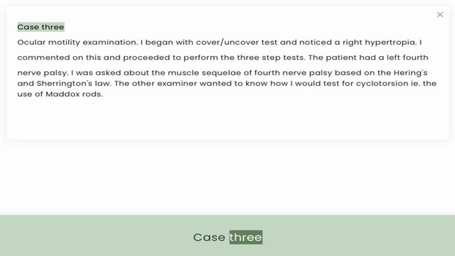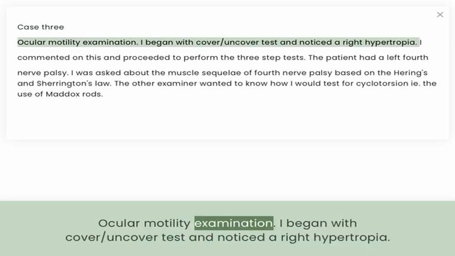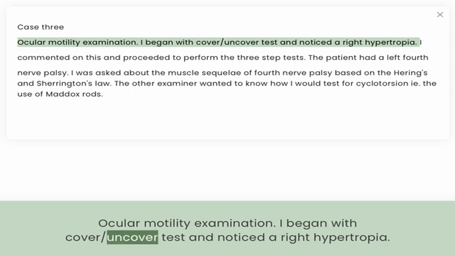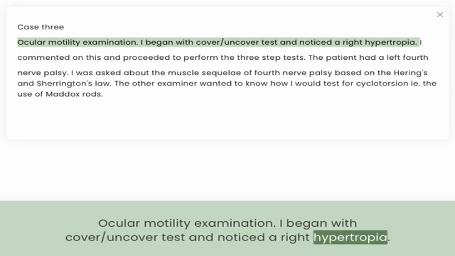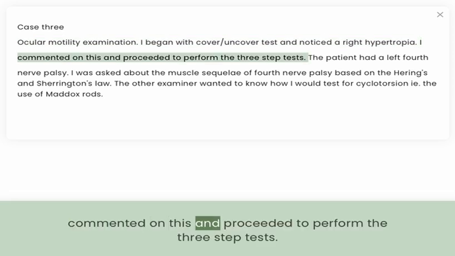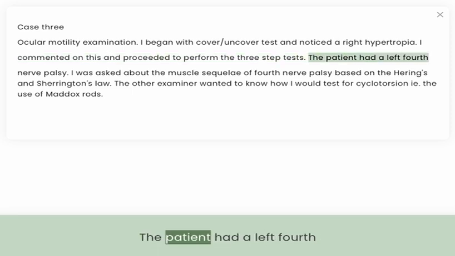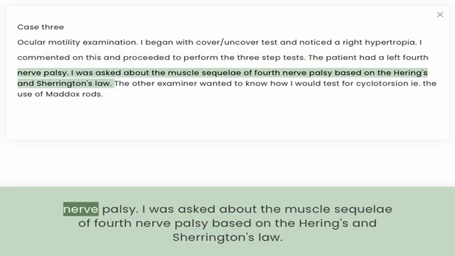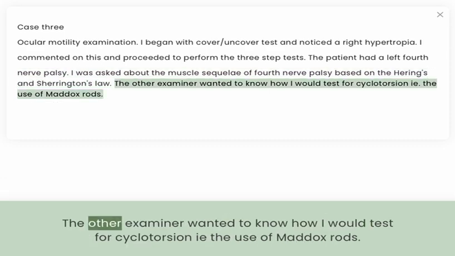Case 3. Ocular motility examination. I began with the cover-uncover test and noticed right hypertropia. I commented on this and proceeded to perform the three-step test. The patient had a left fourth nerve palsy. I was asked about the muscle sequelae of fourth nerve palsy based on Hering's and Sherrington's law. The other examiner wanted to know how I would test for cyclotorsion, that is, the use of Maddox rods.